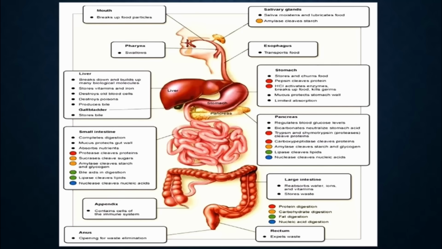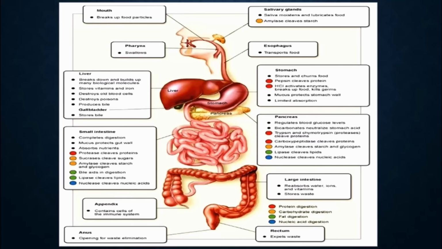Now the undigested food enters into the large intestine, where reabsorption of water, ions and vitamins takes place. It is the site of storing waste materials or semi-digested or undigested food, and this is the main part for absorbing water, iron and vitamins again into the bloodstream.